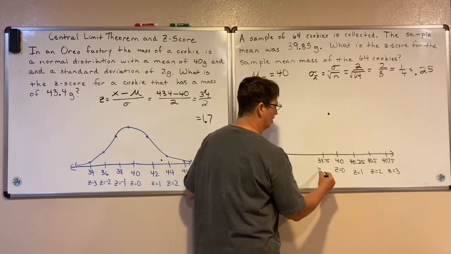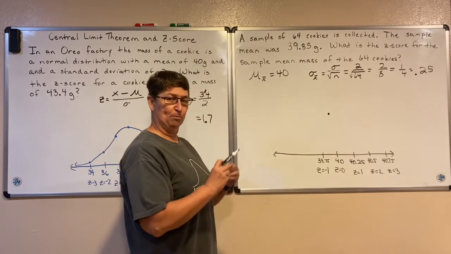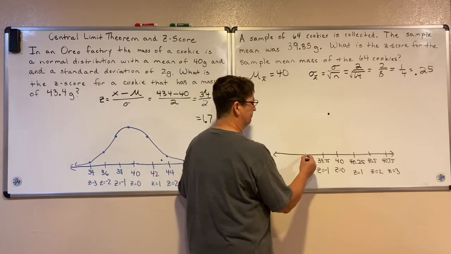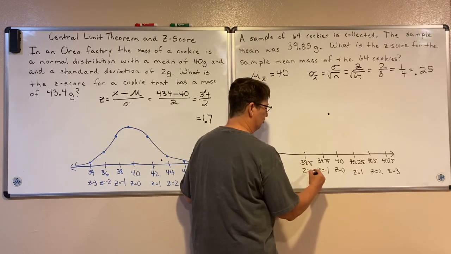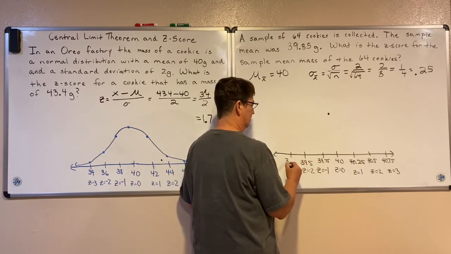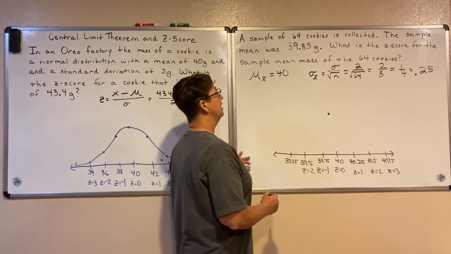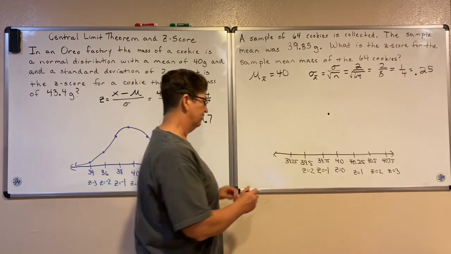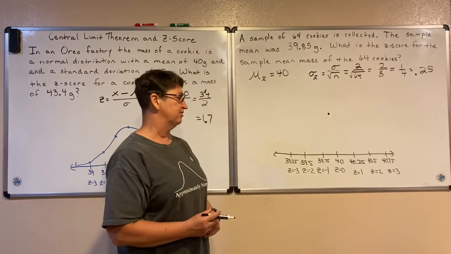To show that, I call that z equals -1. That negative lets me know that we're below average. Then subtract another 25 hundredths off of there, and we're at 39.5. The z-score there would be -2, because that's 2 standard deviations below the mean. And one more of those, and I'm at 39.25. And that's -3 as its z-score.